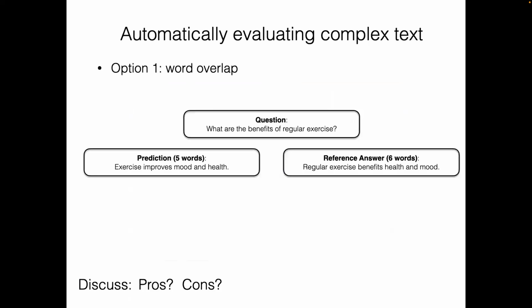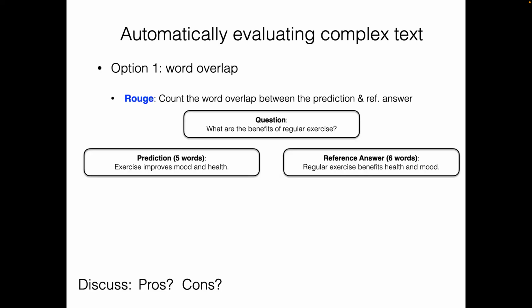Traditionally this was done using metrics based on word overlap. Let's say the question is, what are the benefits of regular exercise? Then these metrics would assume that you had some reference answer. Let's say the reference answer is, regular exercise benefits health and mood. Then you have your prediction over here, exercise improves mood and health.